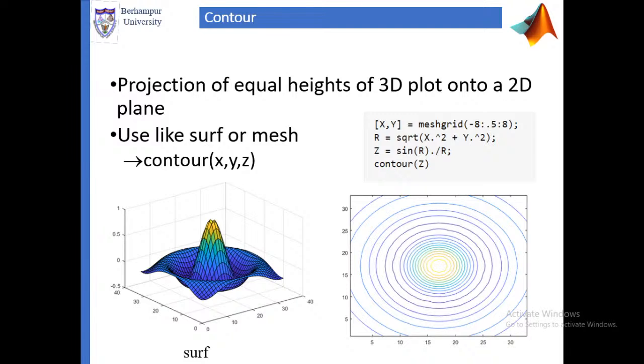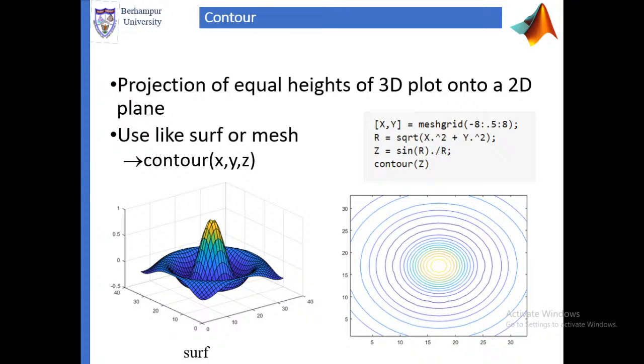So, if you want to have the projection of the 3D plot on the horizontal plane, then you can use this command, contour XYZ. For example, we are showing here on the left hand side the surf plot. On the right hand side it's the equivalent contour plot. Now you can compare these two.